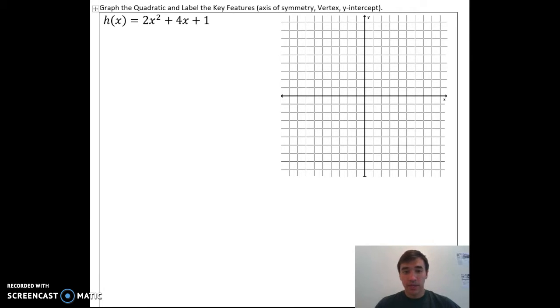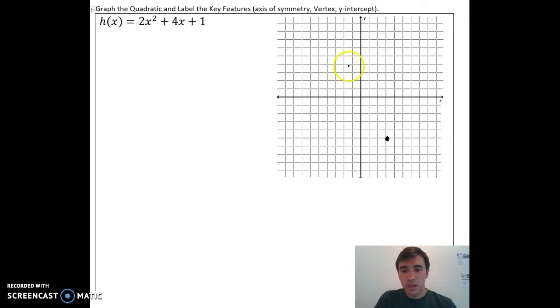First thing we are going to do is figure out what's going on. So the question says, graph the quadratic and label the key features: axis of symmetry, vertex, y-intercept. Let's start by just reviewing what we know about quadratics. So we know the general shape is a parabola, which is going to look like a U shape. You do not need to copy this in your notes, I just want to show you.